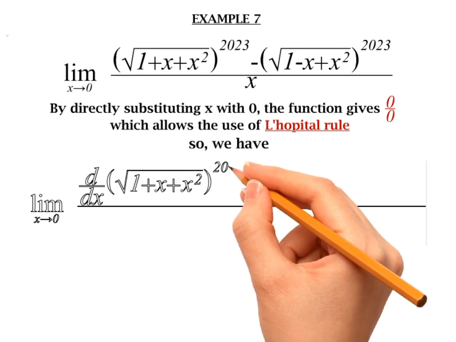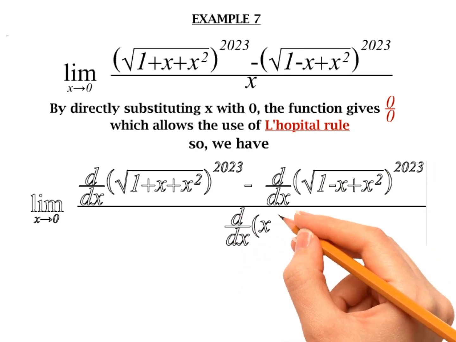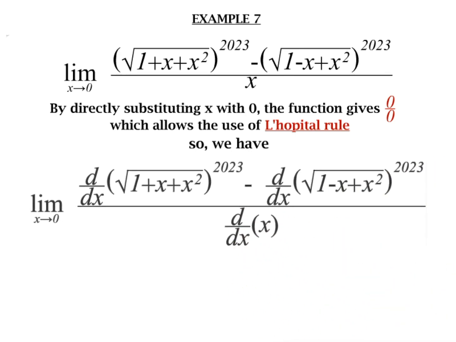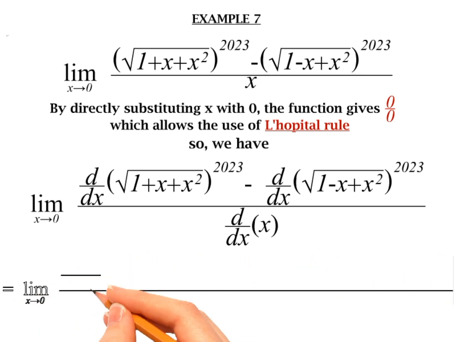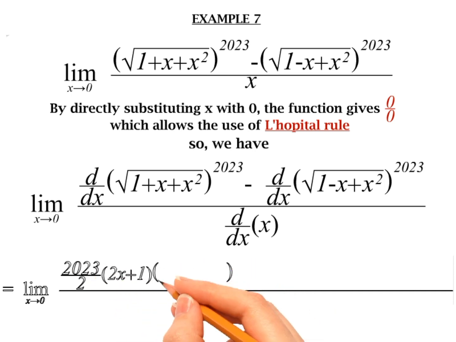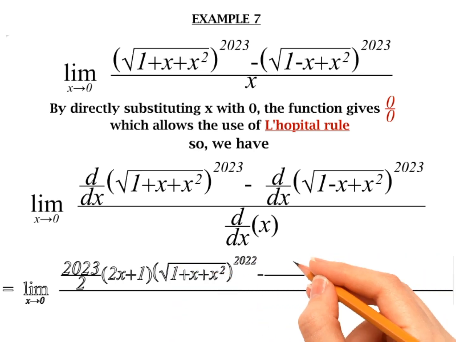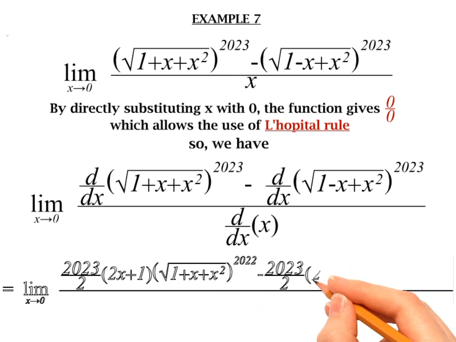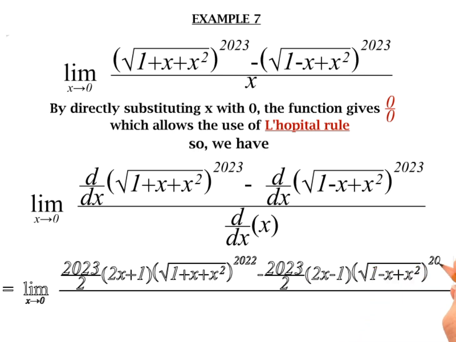This is something you can cheaply calculate somewhere. The answer can also be directly written by one who understands the nitty-gritty of differentiation. When you differentiate each of the terms, the results become lim of 2023 over 2 times (2x plus 1) times the root of (1 plus x square) raised to the power of 2022, minus 2023 over 2 times (2x minus 1) times the root of (1 minus x plus x square) raised to the power of 2022, over 1. I would love to write this on a new page.